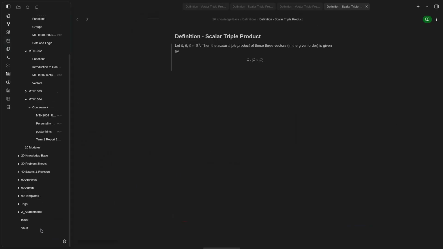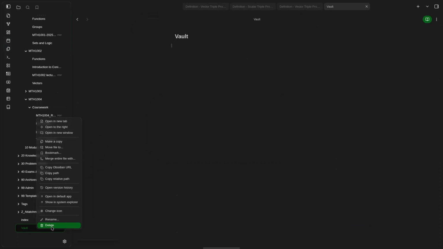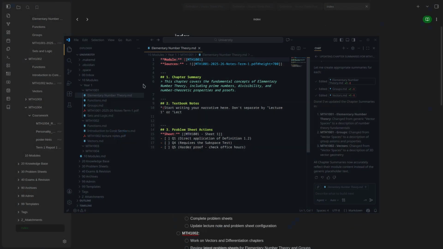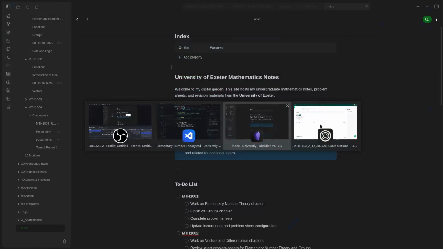This shouldn't be here. The vault, you can delete vault. Whoops. Okay, there we go. If you're also wondering why I have an index page, we head over to Zen, which is here.